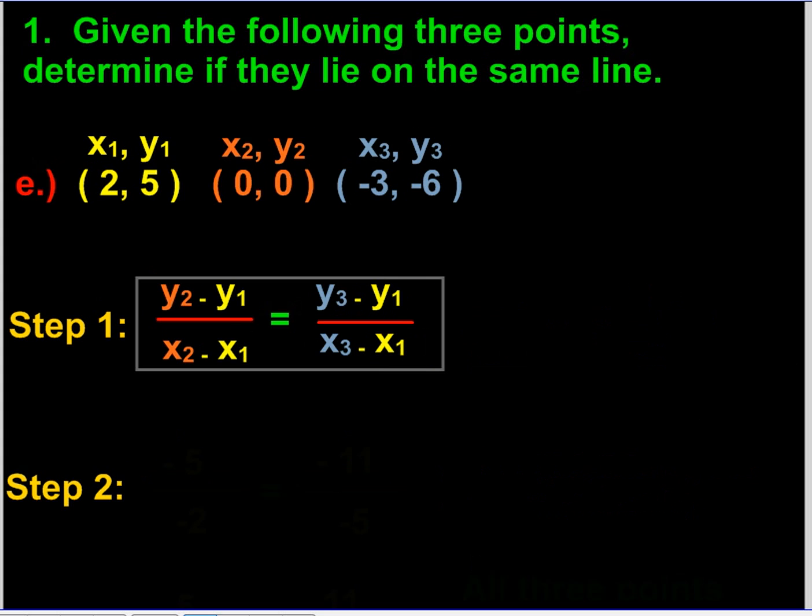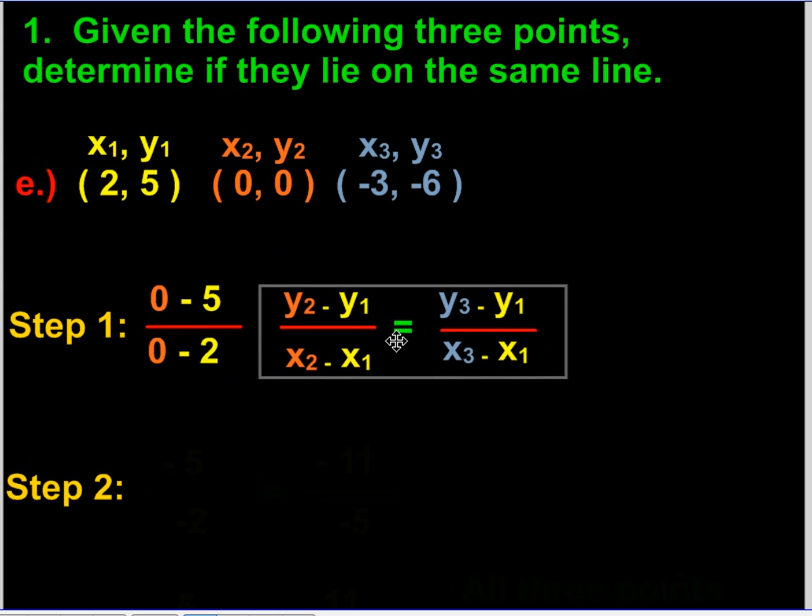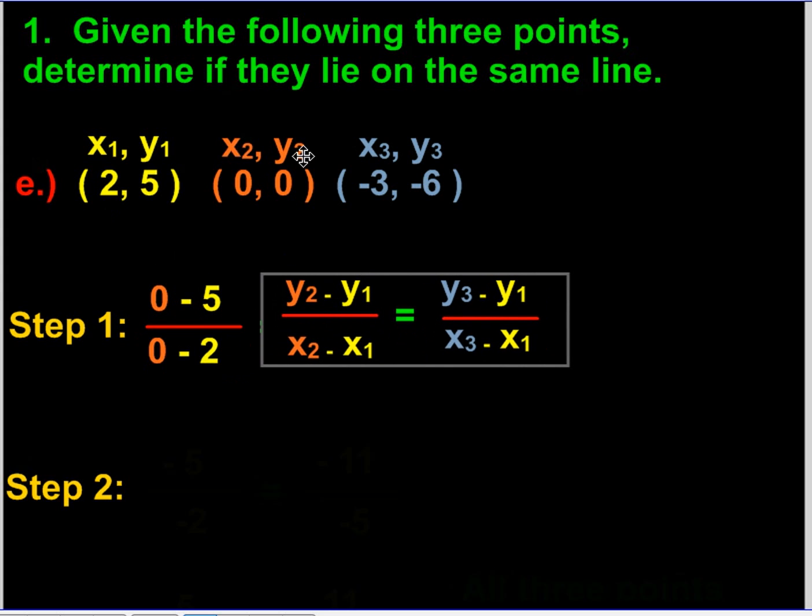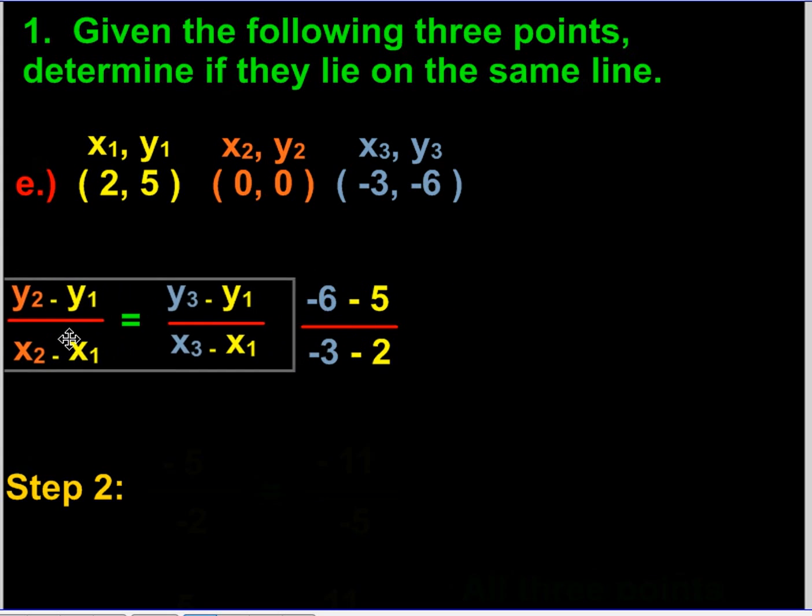Lastly, let's take a look at 1E. I've labeled the points up here, and now we can go ahead and plug them into the equation. On this side, we have y2, which is 0, minus y1, which is 5. x2, which is also 0, minus x1, which is 2. On this side, we have y3, which is -6, minus y1, which is 5. And then we have x3, which is -3, minus x1, which is 2.